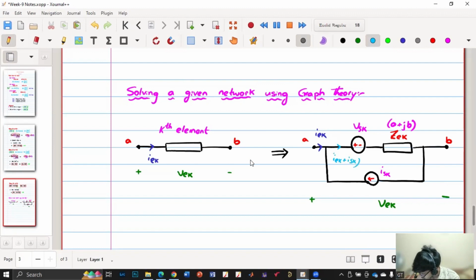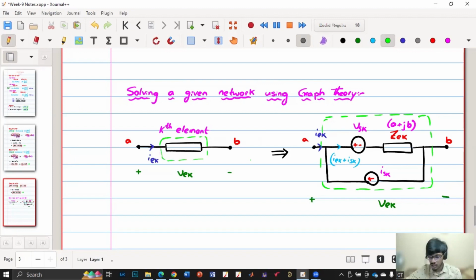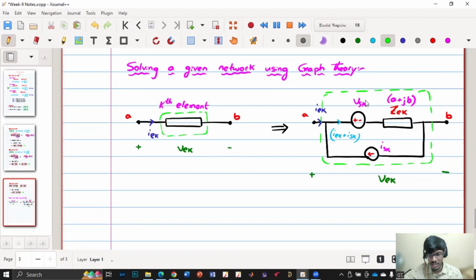So if I consider a dotted format, this kth element block is equivalent to this block. This kth element block could be anything. It could be just a voltage source or a current source or a combination of these two, having some impedance. So we have considered a generalized example of that. So it is now a generalized equation. Is this clear until this point? Yes, sir.